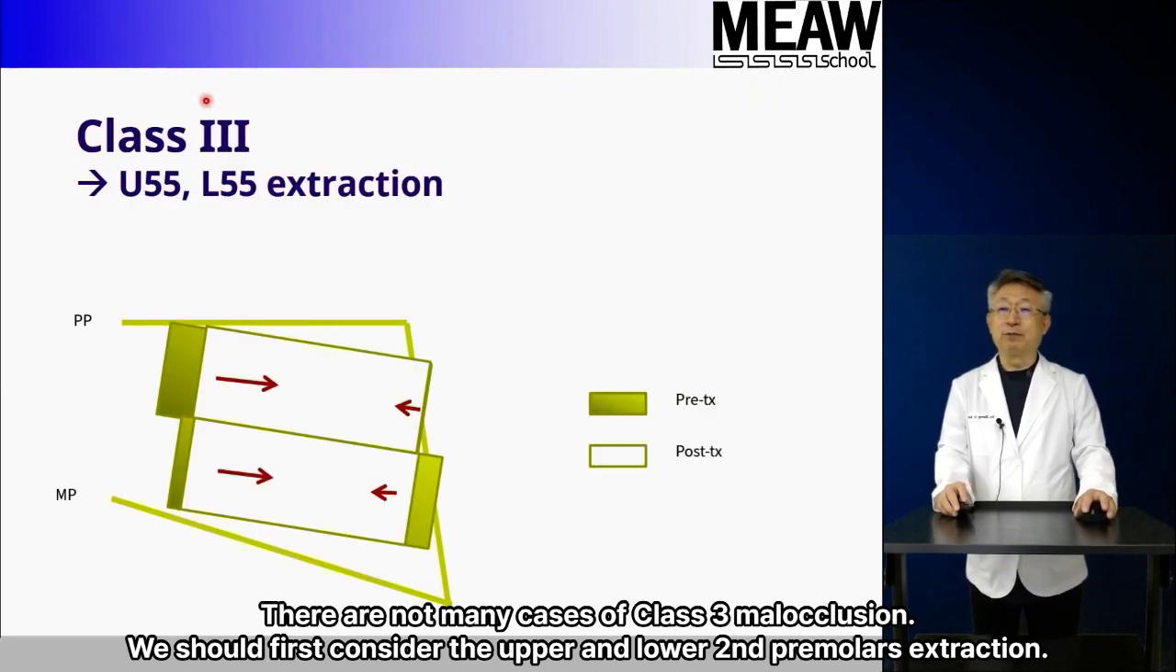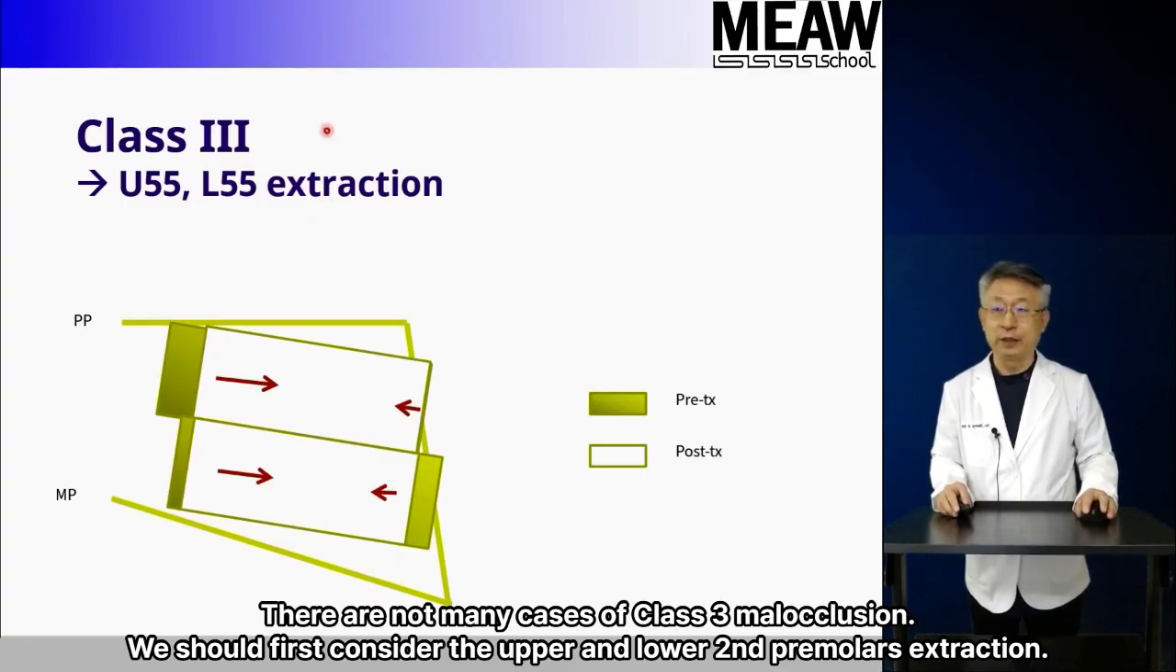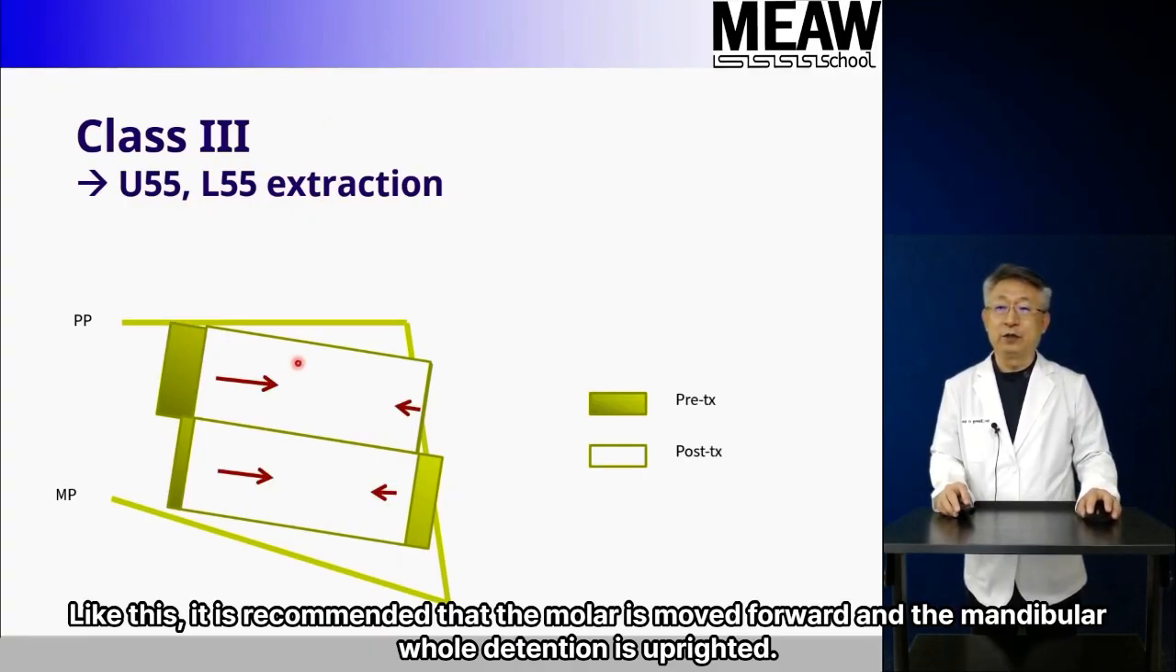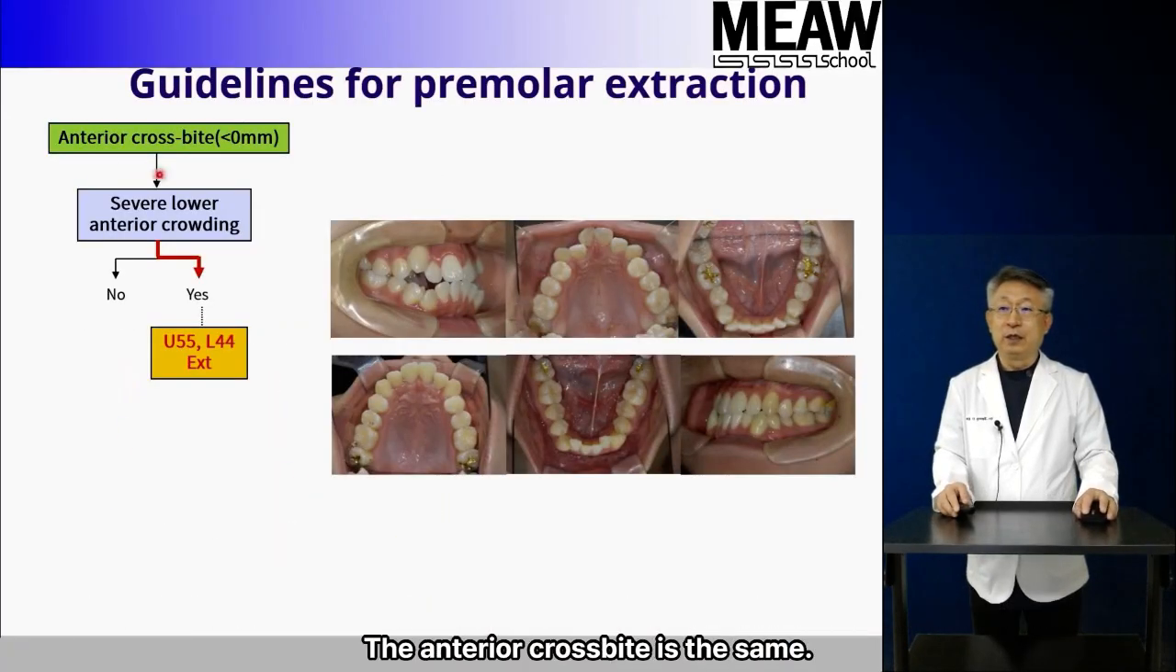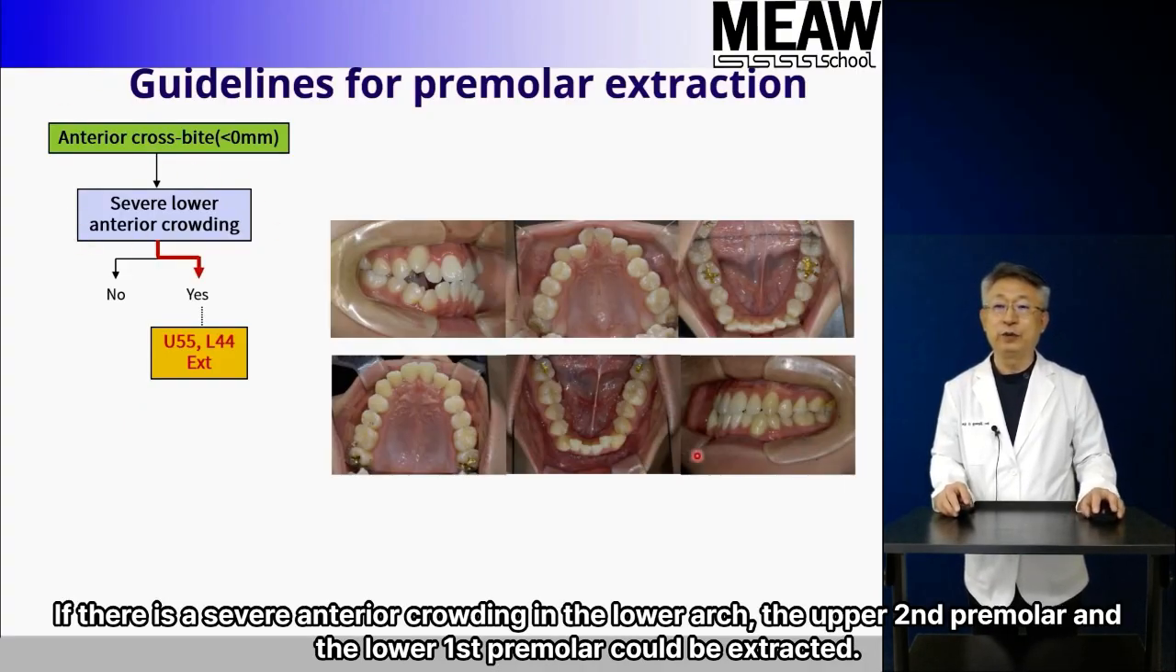There are not many cases of class 3 malocclusion. We should first consider the upper and lower second premolars extraction. Like this, it is recommended that the molar is moved forward and the mandibular whole dentition is uprighted. The anterior crossbite is the same. If there is a severe anterior crowding in the lower arch, the upper second premolar and the lower first premolar could be extracted.